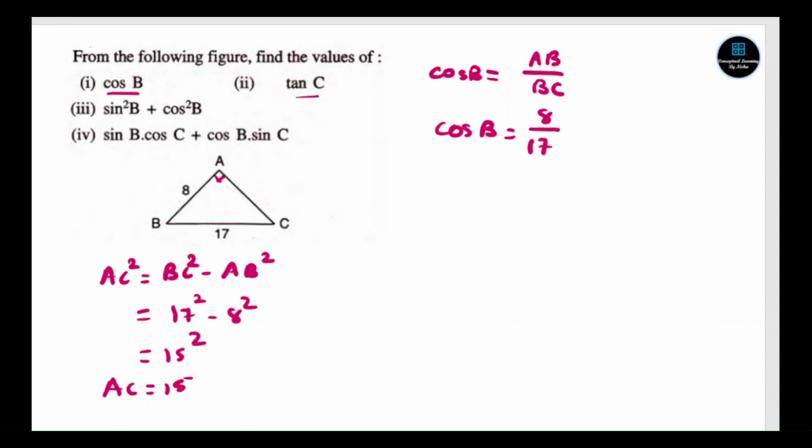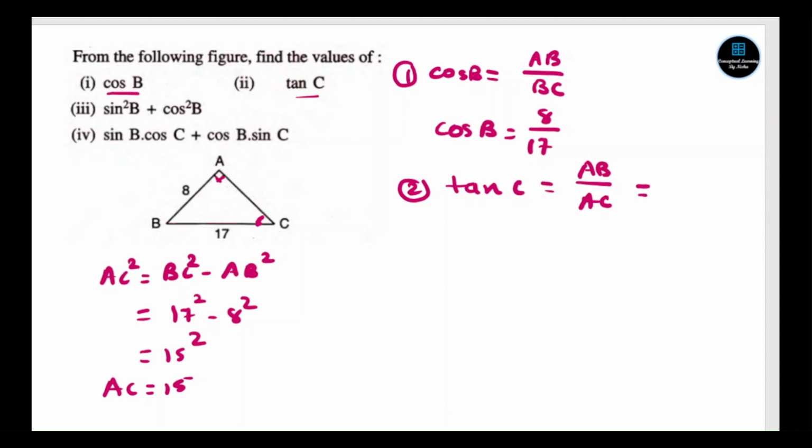This is my first answer. Second answer, tan C. Now tan is sine upon cos, which is perpendicular to base. C is the reference angle. With this reference angle, the opposite side is AB and the adjacent side is AC. So perpendicular is AB for us here, and the base is AC.